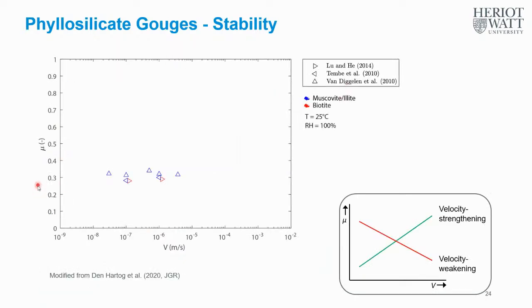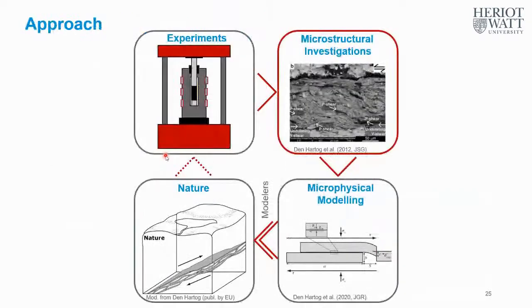This graph here shows the coefficient of friction versus the slip velocity. So it's basically the equivalent of this schematic figure here. And the data points here are literature data for muscovite, illite, or biotite at room temperature. It's a little bit hard to see because of the scale of the figure, but these data points actually show some rough, slight positive trends of the friction coefficient with slip velocity. So that's again velocity strengthening behavior.